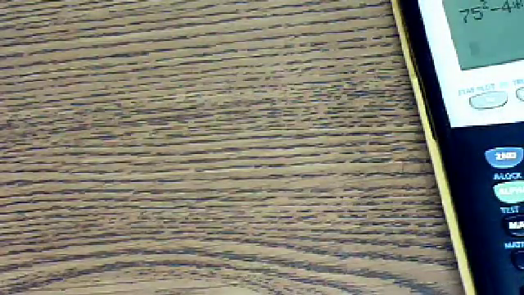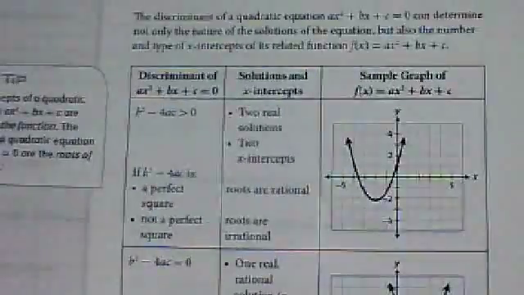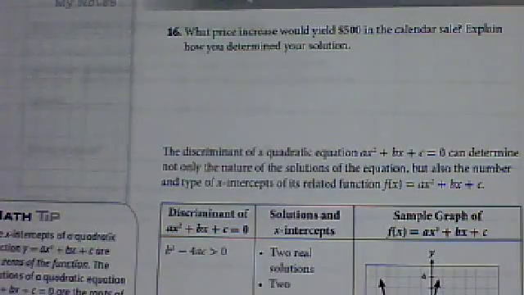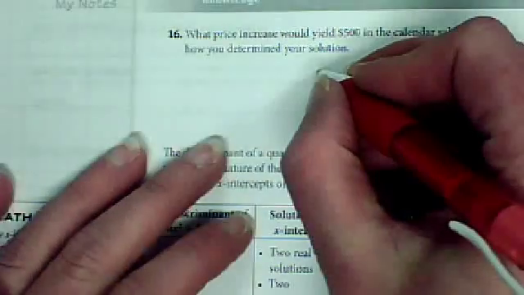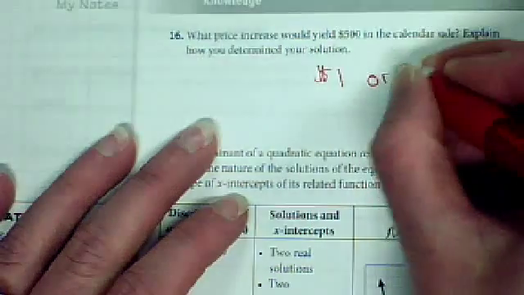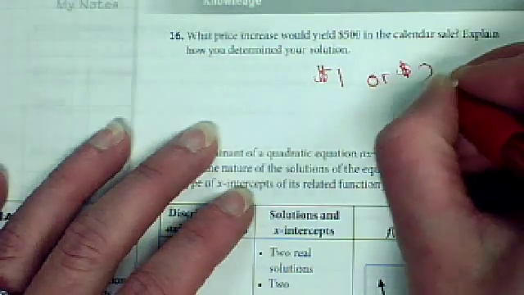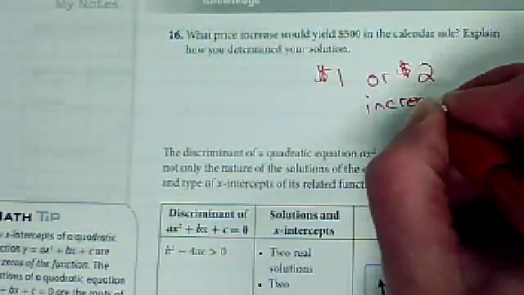All right. Now, what price increase would yield $500 in the calendar sale? Explain how you determined your solution. Now, you could do this algebraically or graphically, because if you look at your graph, and remember we looked at the table as well, price increases would have been $1 or $3, or I'm sorry, $1 or $2 increase in price.